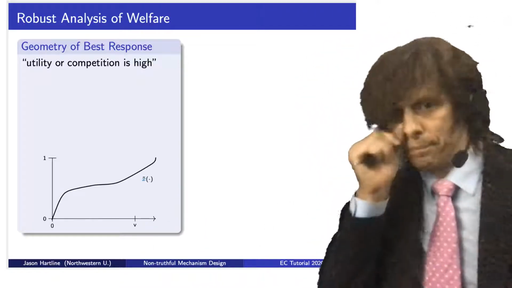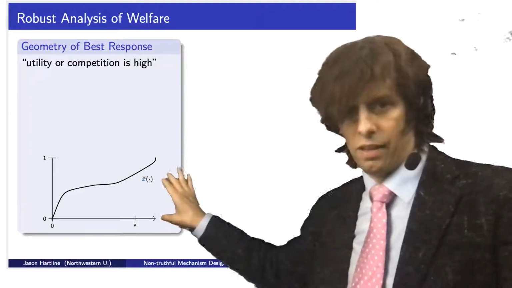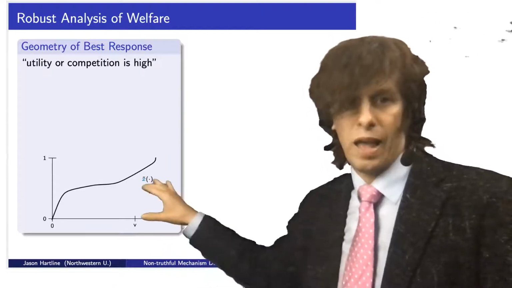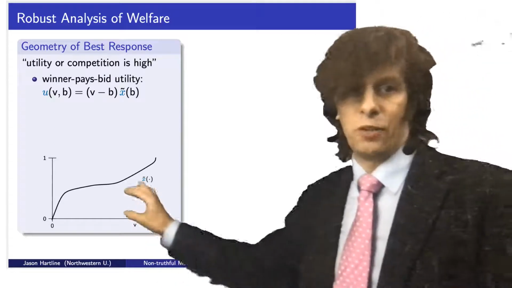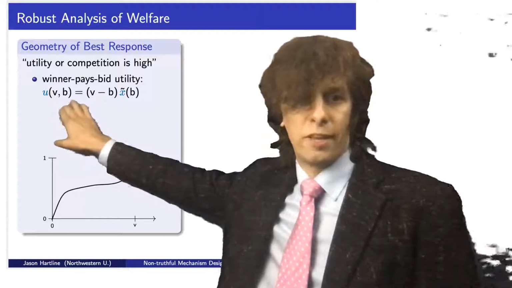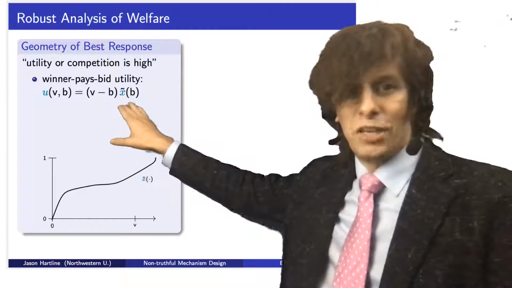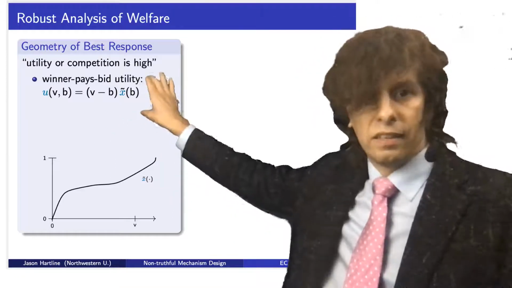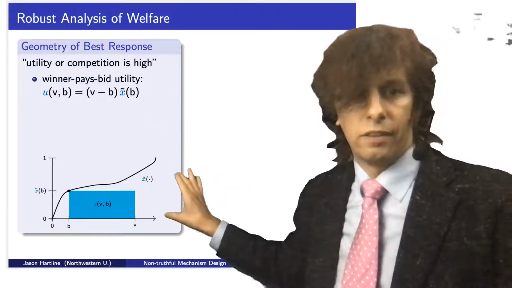Cool, so let's look at our interim bid allocation rule. This is a bid allocation rule, so we're mapping bids on the x-axis into allocation probabilities. A winner pays bid utility, as we saw previously, given a value that the agent might have and a bid that they might place, is value minus bid times the bid allocation rule, the probability that the bidder wins given that bid. This utility I can depict geometrically on this figure.